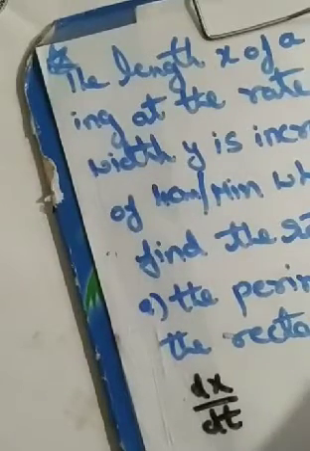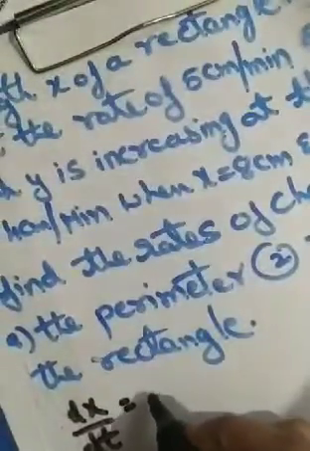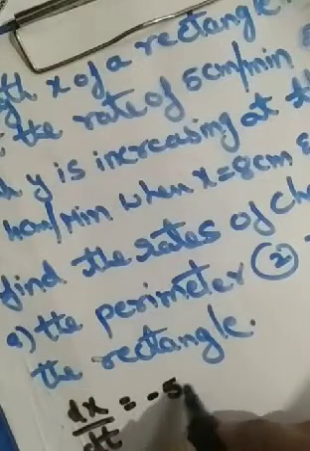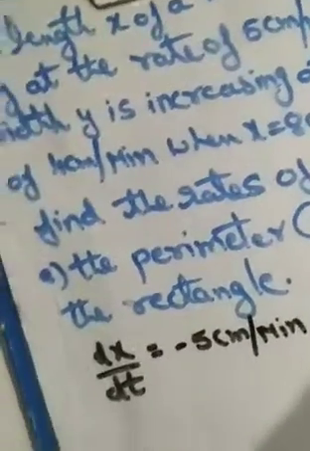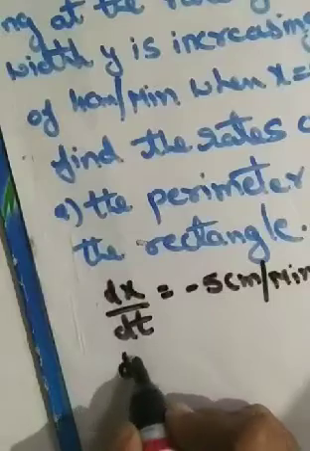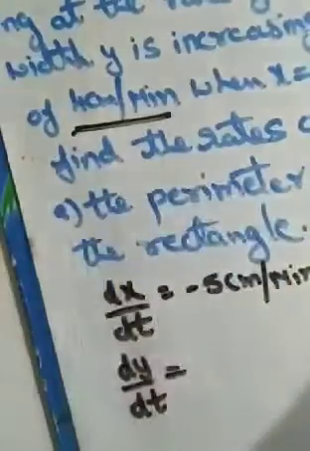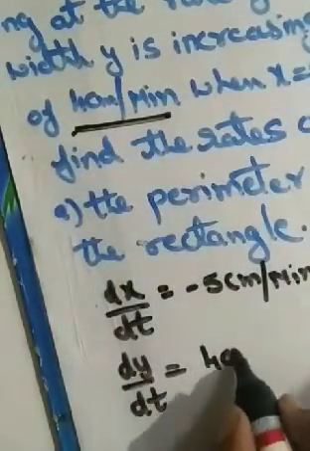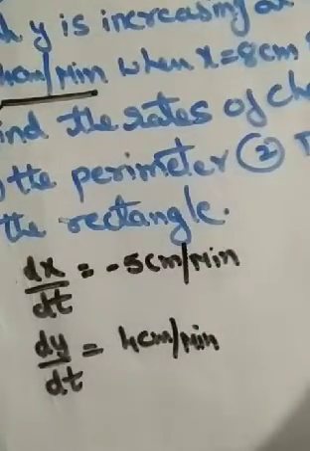dx by dt has been given. dx by dt is equal to decreasing. Here they had given the condition that it is decreasing. Decreasing means we have to take the negative. Minus 5 centimeter per minute. And the width is increasing, so dy by dt is equal to positive 4 centimeter per minute.